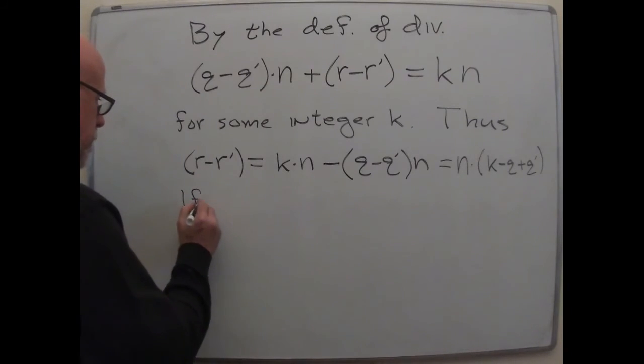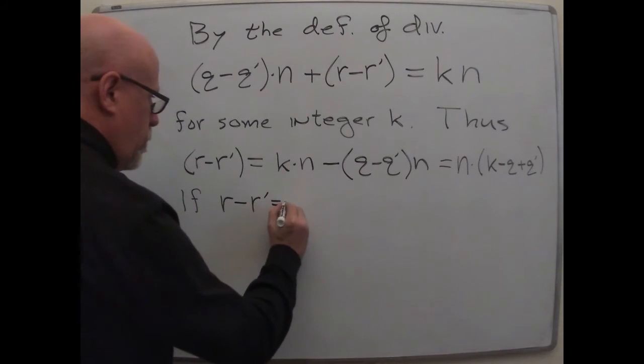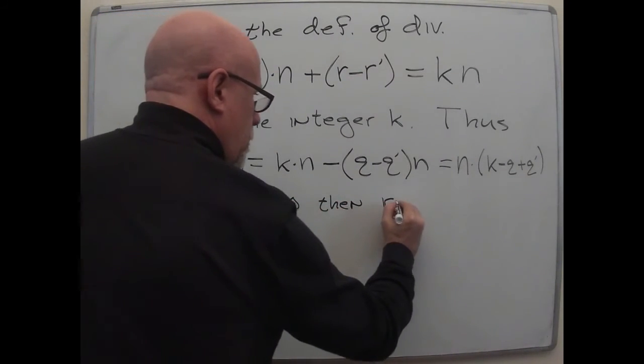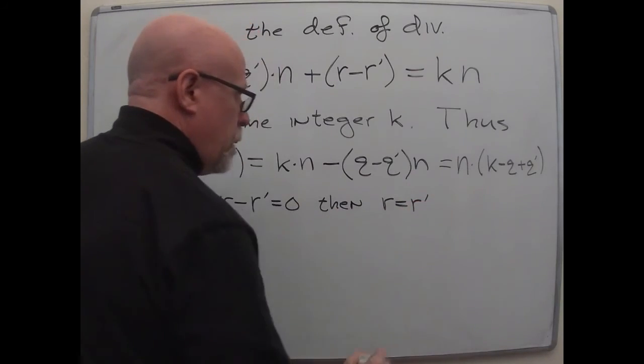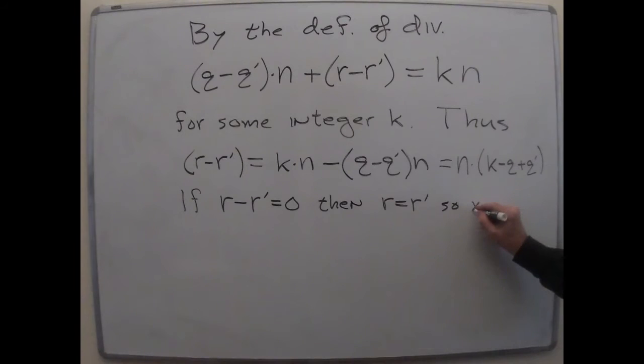Let me go ahead and say this. If r minus r prime equals 0, then r equals r prime, so our conclusion holds. That is, x mod n is equal to y mod n. I'm really trying to squeeze it in there, sorry my board is short.